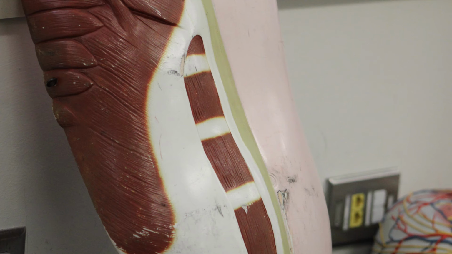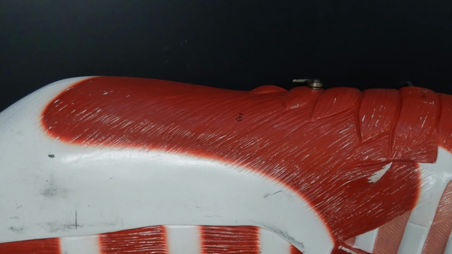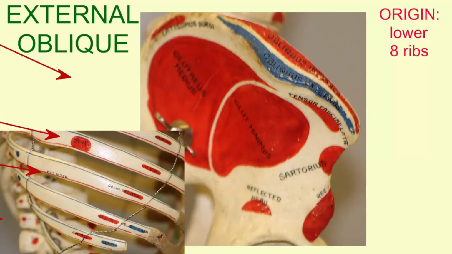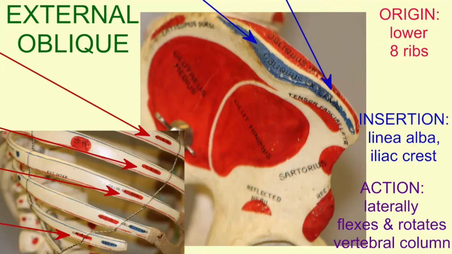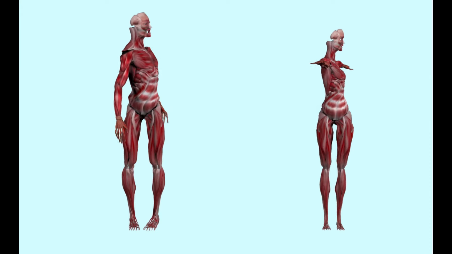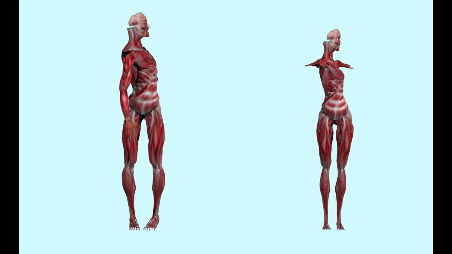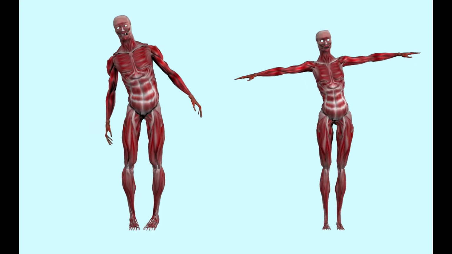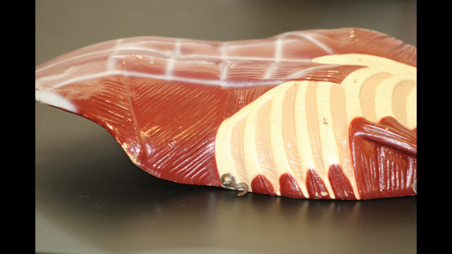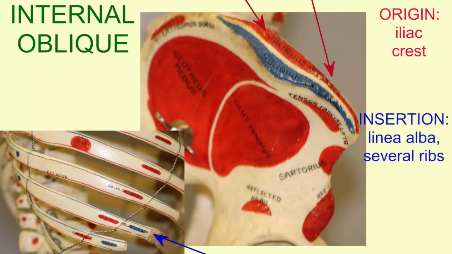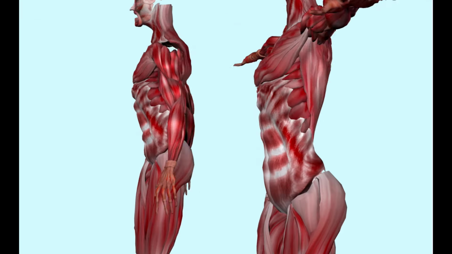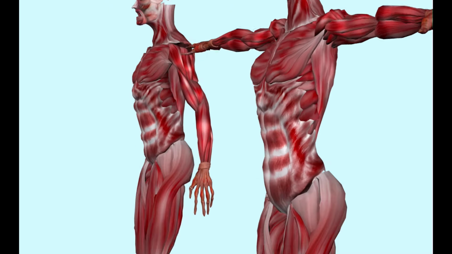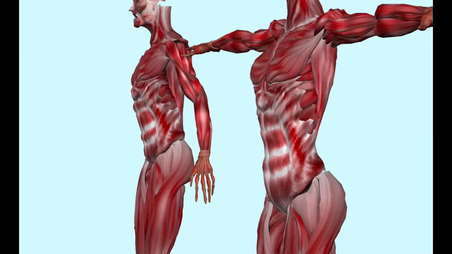The external oblique has its origin on the lower 8 ribs. It inserts onto the linea alba, the band of fascia along the midline on the anterior surface of the body, and the iliac crest. Its action is to laterally flex and laterally rotate the vertebral column. The internal oblique originates on the iliac crest, inserts onto the linea alba and several ribs, and its action is to laterally flex and laterally rotate the vertebral column.